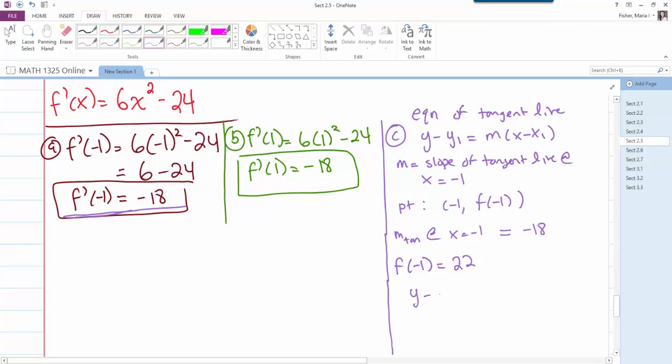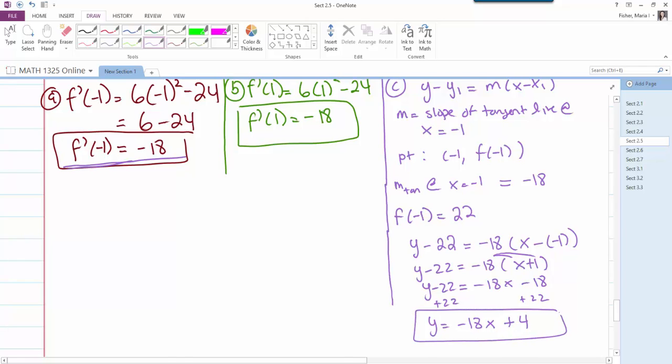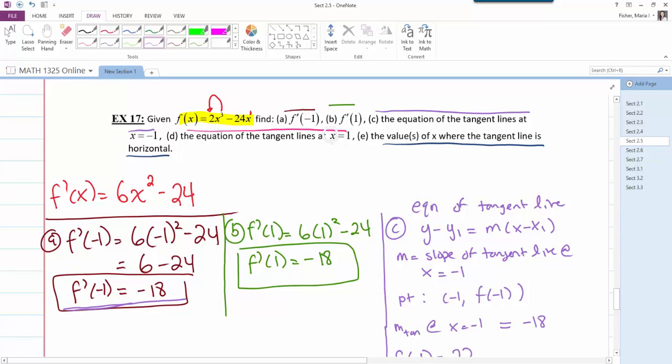So I say y minus y1 is equal to m times x minus x1. We're going to solve this for y. First, a minus a negative here is going to end up being positive. So I have -18 times x plus 1. Distribute your -18, and you get -18x minus 18. Add 22 to both sides, and the equation of the tangent line at the point x equal -1 is -18x plus 4.